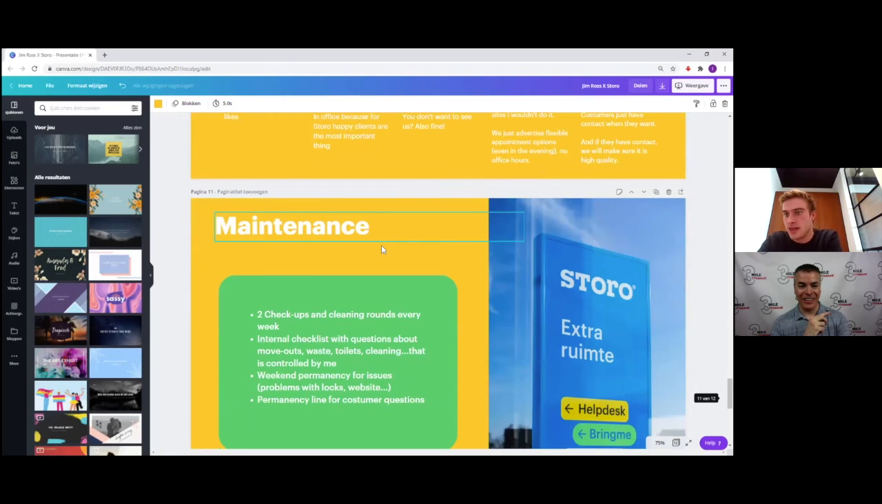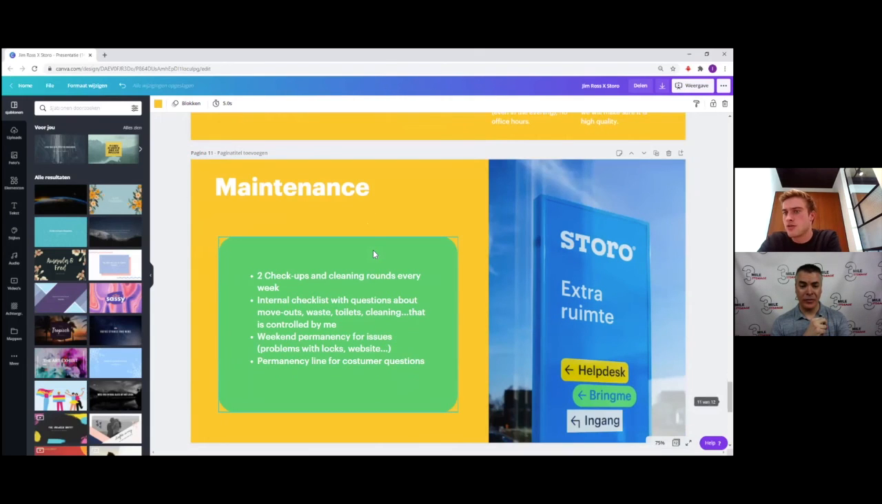Okay. So just for the maintenance part, we do a checkup and cleaning 2 times a week. We check the cameras, of course, every day, the CCTV. We have an internal checklist, which has to be filled in every week 2 times to see if there is any waste or the toilets are clean, some things like that. Is the radio still working? Just a basic checklist, which is controlled by myself.